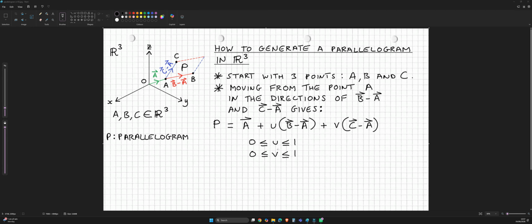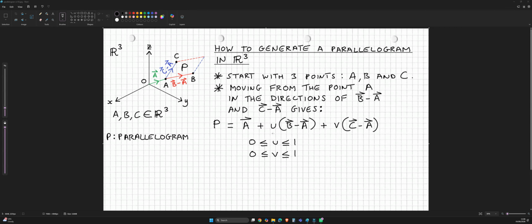Now this piece of information over here is crucial. To lock in the region P, which is the parallelogram, u has to be greater than or equal to 0 and less than or equal to 1. And that's also the case for v. So this is how to generate the equation of the parallelogram, and we need these conditions over here.